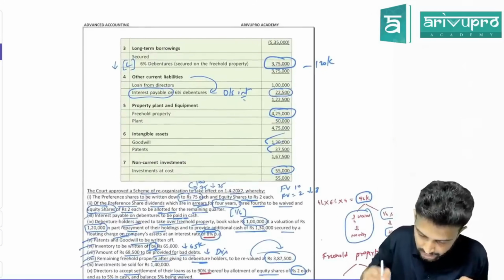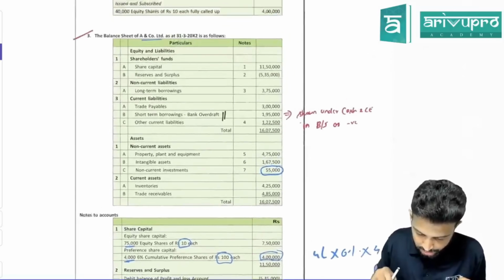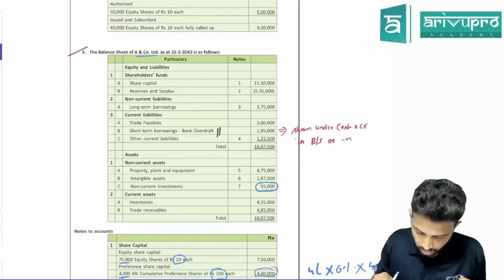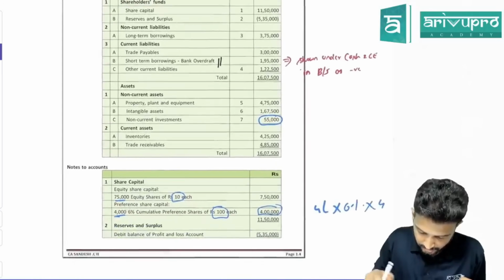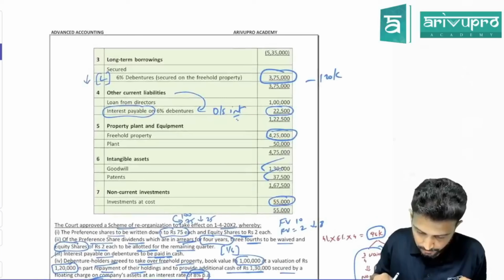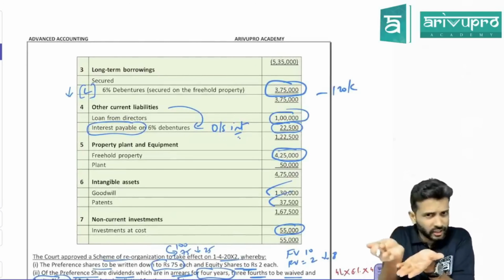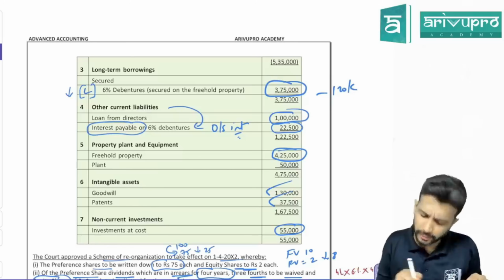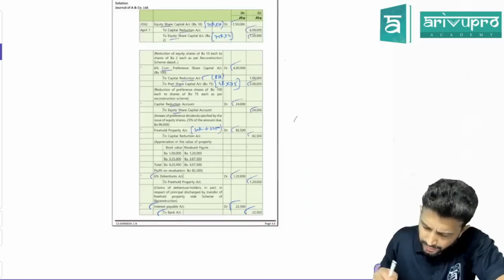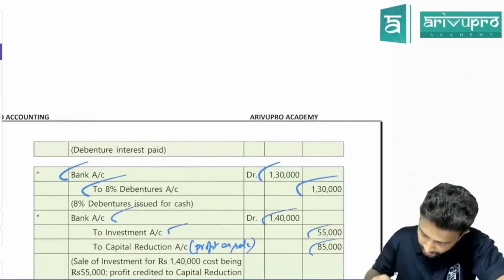What is the value of directors' loan in the balance sheet? Not able to find it. Okay, in notes to accounts we will see. Loan from directors, how much? Got it over here, 1 lakh. So this is a liability. It is settled. What's the journal entry? Loan from directors account debit, 1 lakh.